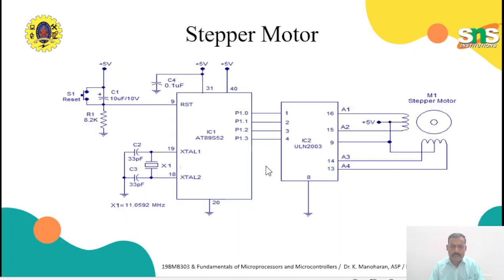Look at the circuit diagram. We have this 8051 microcontroller. Port 1 will be taken and connected to the driver IC. From this we connect a stepper motor. These 4 are the windings and they will be connected. Depending upon the values, the corresponding value will be sent from the microcontroller to the driver IC, and those coils will be energized. Thank you.